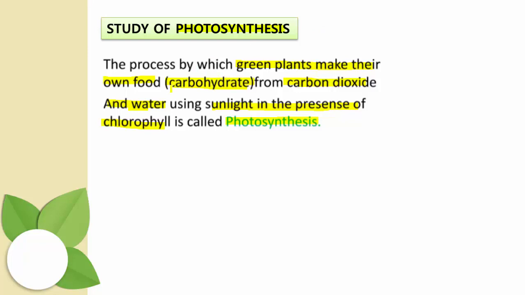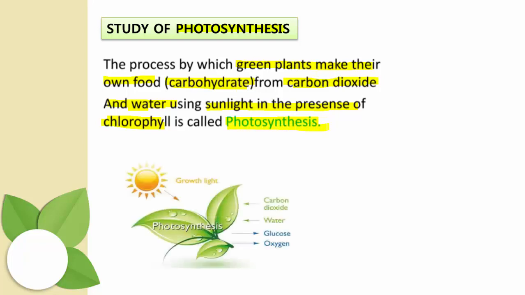And to produce the carbohydrates, plants require carbon dioxide, which is present in the atmosphere, water absorbed through the roots, and sunlight. With the help of chlorophyll, using all these materials, when carbohydrate is synthesized in the green plants, the process is called photosynthesis. And here is the image symbolically showing the process of photosynthesis.